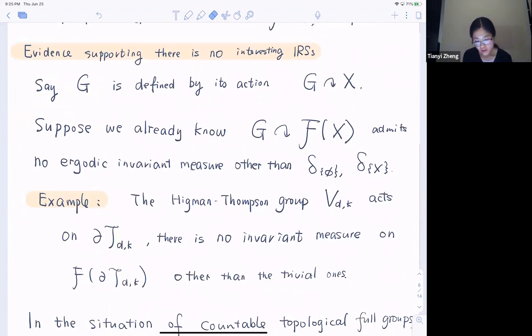You have some group G with a faithful action, say by homeomorphisms, on some topological space X. Suppose for some reason you already know that the action of G on closed subsets of X has no ergodic invariant measures other than the trivial ones that put delta mass on either the empty set or the whole space. Sometimes you can recognize this pretty easily when you see the action has something compressible or something paradoxical that prevents non-trivial invariant measures.